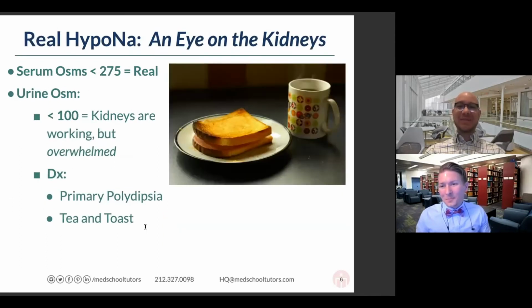Tell us a little bit about real hyponatremia now. Yeah, so the idea here is that if we have a low sodium in the body, then we're going to have a low osmolarity, generally speaking, assuming that we're talking about a hyponatremia that is real, where the serum osmolarity is decreased along with the serum sodium. The question we have to ask ourselves then is, how would the body react to that?